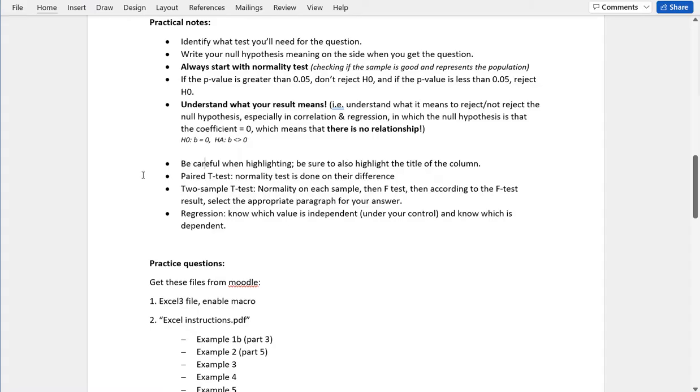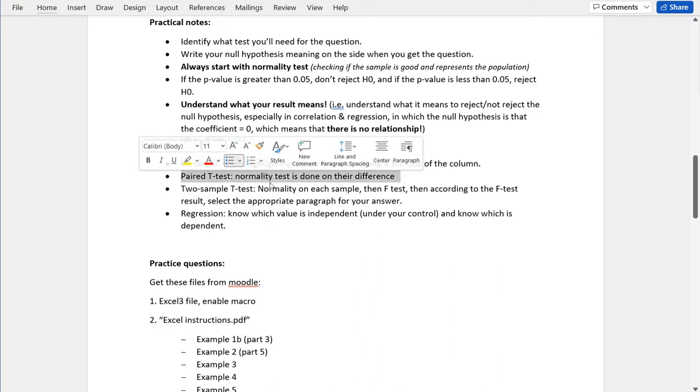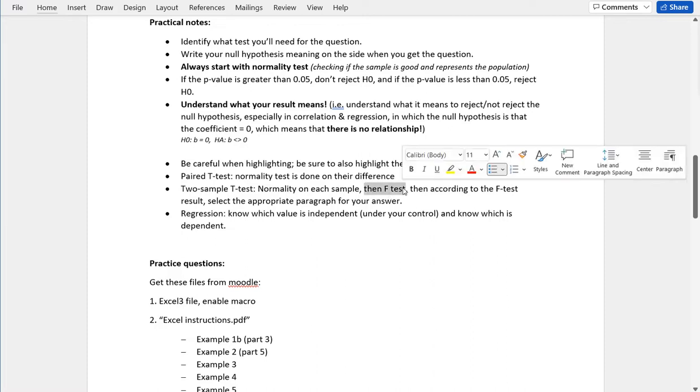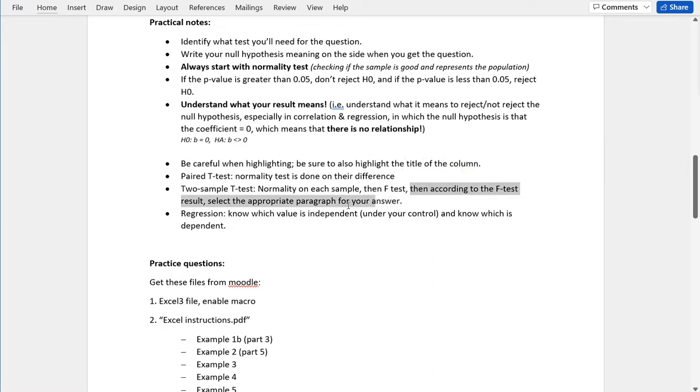Next point is that in the paired t-test, when you run the normality test, you run it on the difference, okay? We'll get to this. In the 2-sample t-test, normality is on each sample. Then you run the F-test. Then, according to the F-test, you select the appropriate paragraph. We'll get to each of these when we actually get to the examples. And in regression, know which value is independent. This is from theory. From the start, when you see the question, decide which one can I turn a dial and control, and which one can I not control.